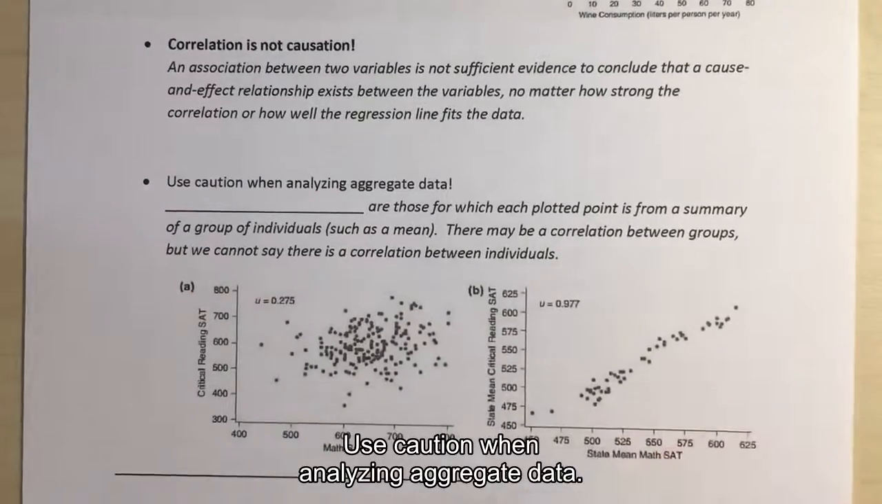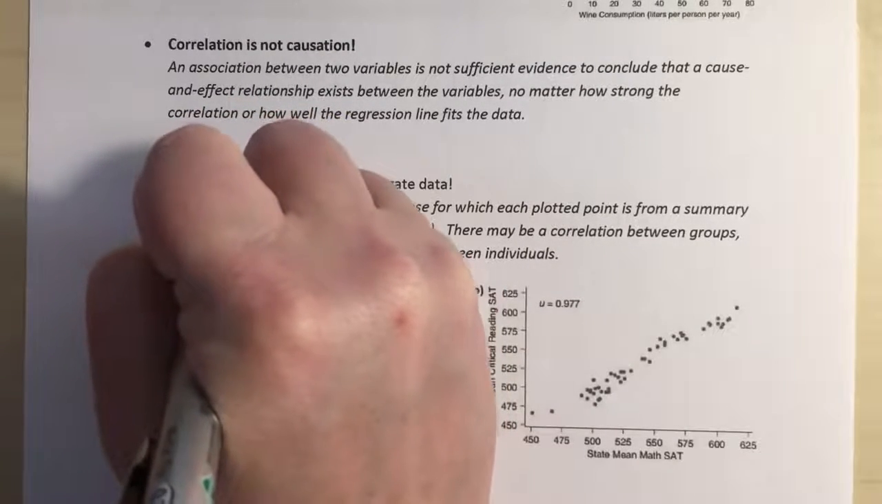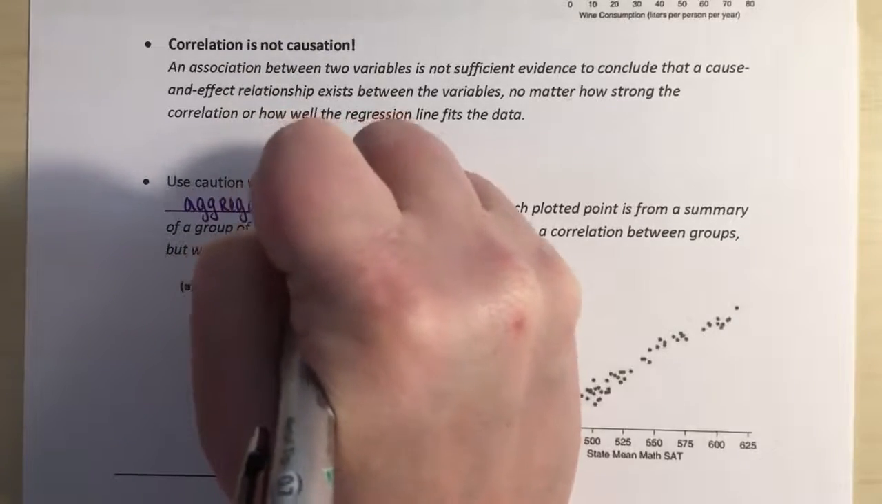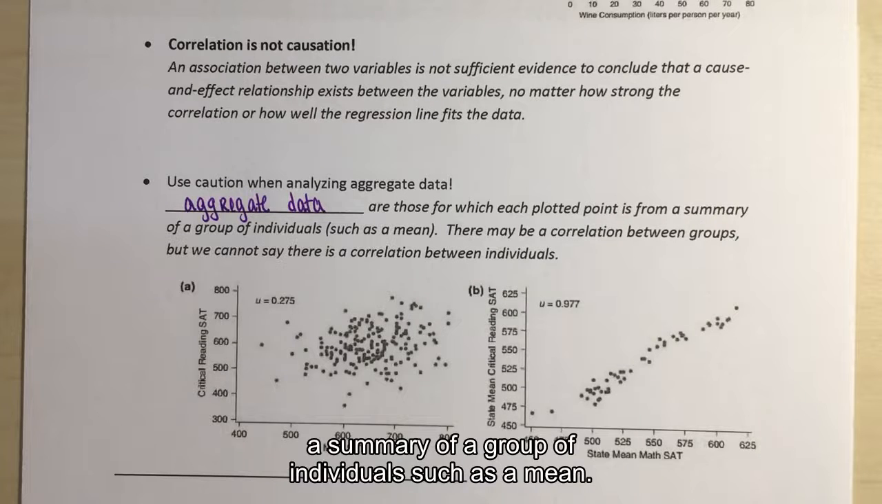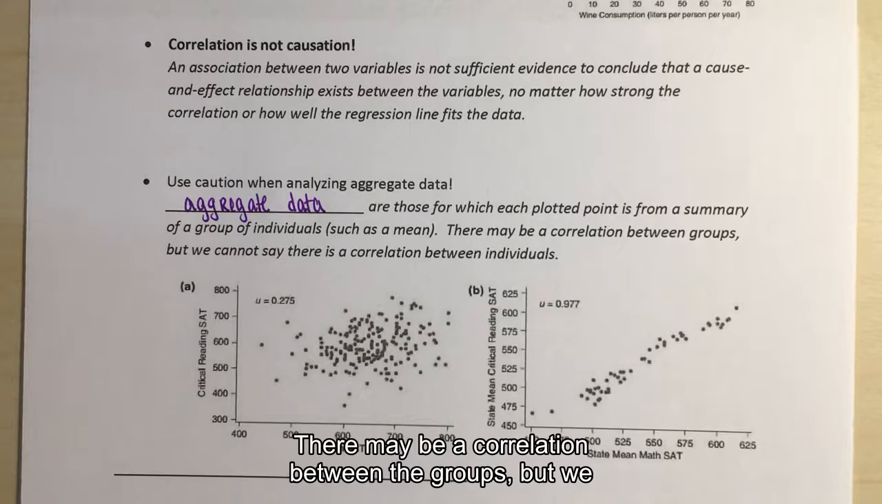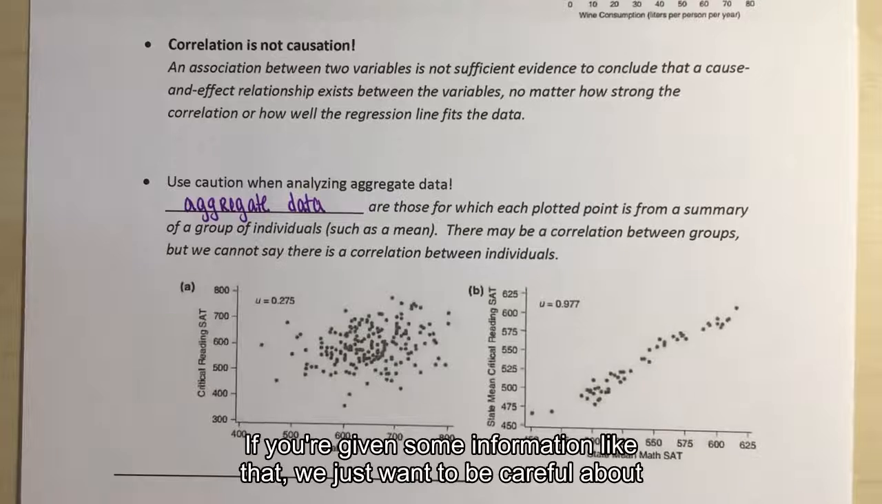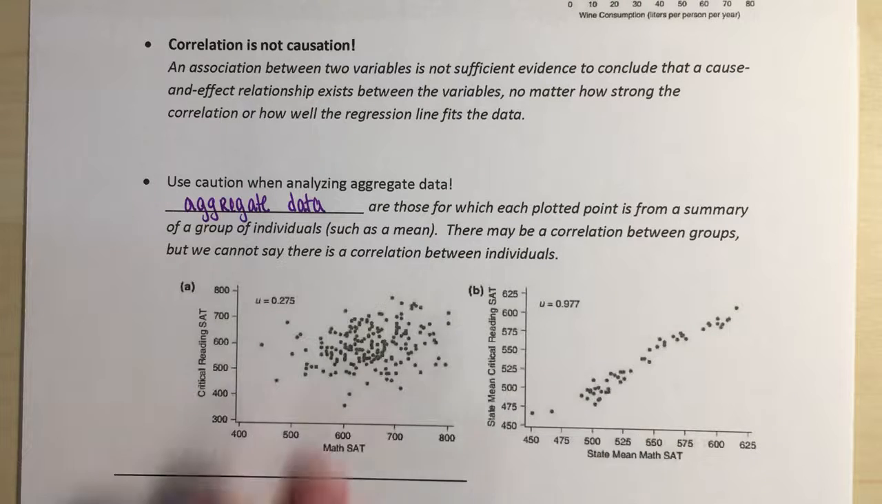Use caution when analyzing aggregate data. Aggregate data are those for which each plotted point is from a summary of a group of individuals, such as a mean. There may be a correlation between the groups, but we cannot necessarily say that there is a correlation between individuals. So if you're given some sort of information like that, we just want to be careful about our choice of wording and that we're thinking about groups rather than individuals.